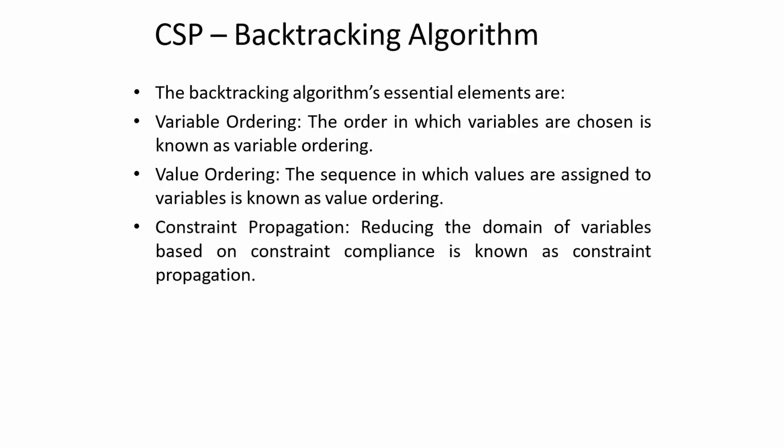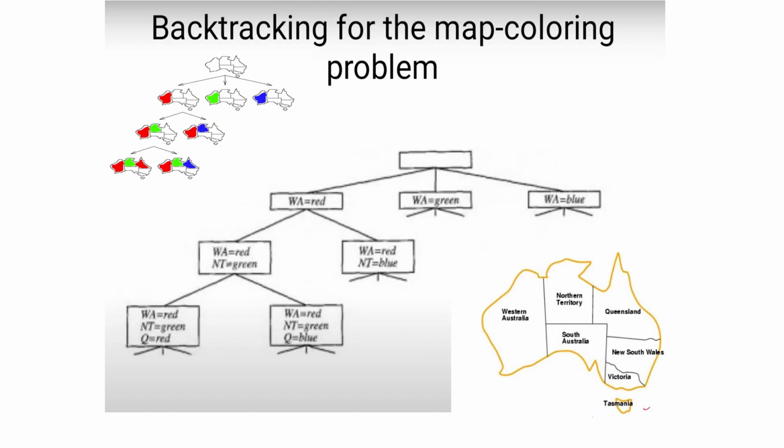And constraint propagation is always connected with some constraint variables, coordinating the position of the level. It reduces the domain of variables based upon the complications, so maximum we can reduce the domains in the different regions. So this is variable ordering, value ordering, and constraint propagation.